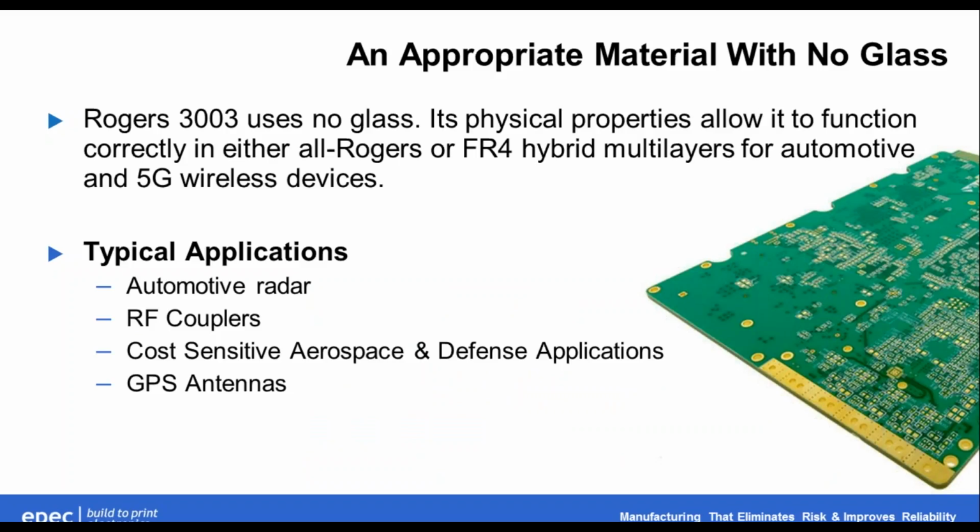So here again we're getting back to the Rogers, an appropriate material with no glass. The Rogers 3003 uses no glass. Its physical properties allow it to function correctly in either an all Rogers or an FR4 hybrid multi-layer for automotive and 5G wireless. And again, here are some of the applications that came from that sheet one or two slides back. So that would be an appropriate material to select for that automotive sensing radar.